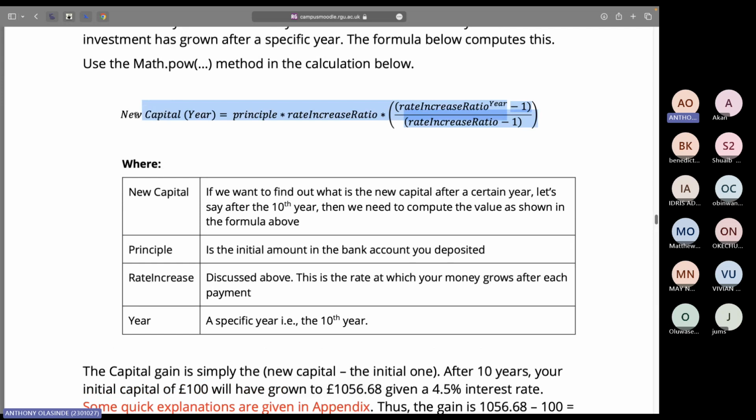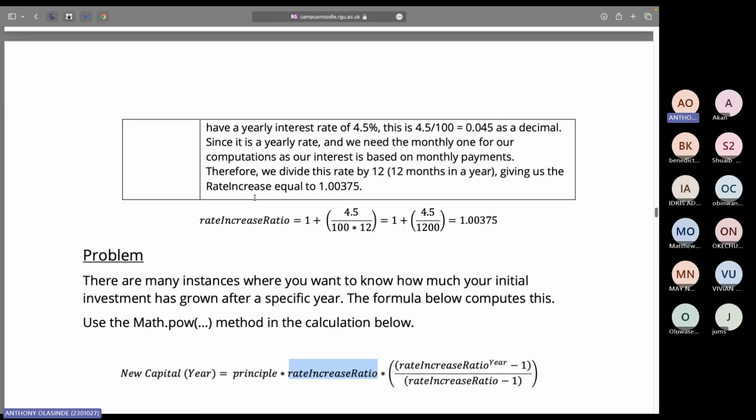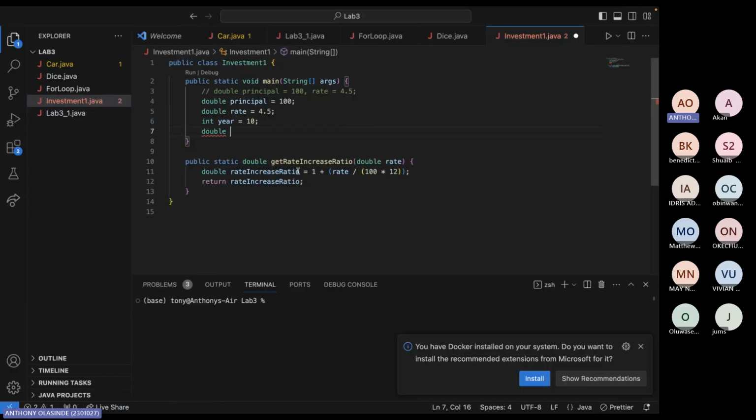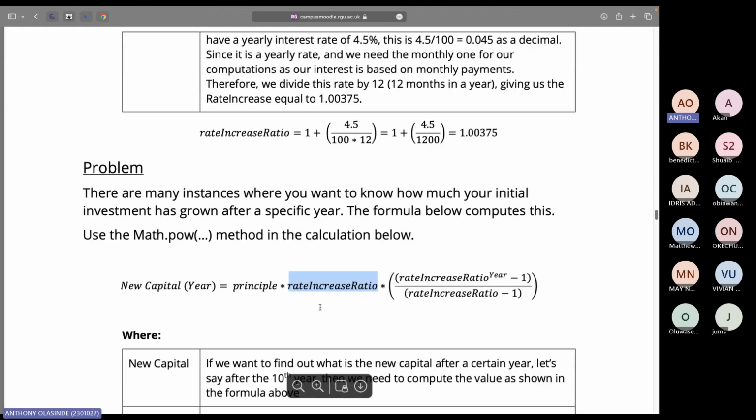Don't forget, this is where we're actually going. We have the principal already, but we don't have the rate increase ratio. We also have GA already, but we don't have this. So we are trying to calculate this first. They gave us the formula to calculate that, which is what we've done here. So for us to be able to use this completely, we need a rate increase ratio.